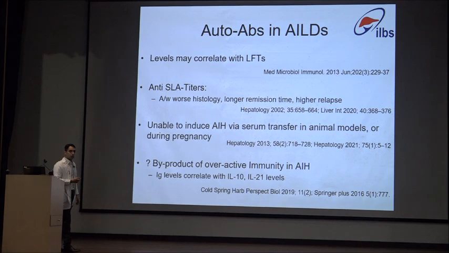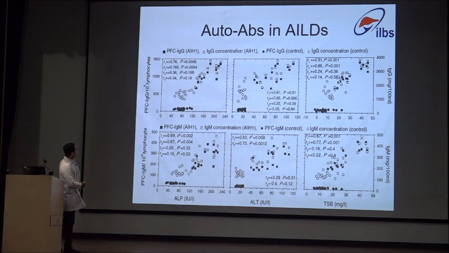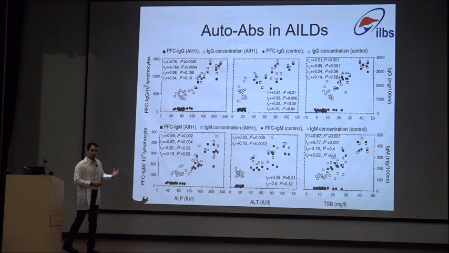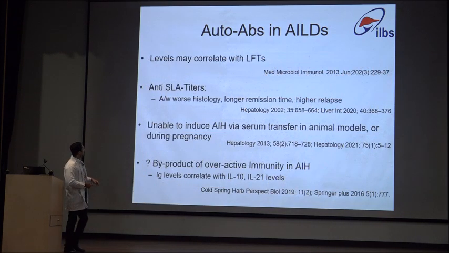So what is the role of autoantibodies? Their levels may correlate with your LFTs. If you see this slide, the IgM and the IgG antibody can correlate with your AST, ALT as well as bilirubin in a single linear correlation. So as the levels go up, hepatocyte injury may happen.